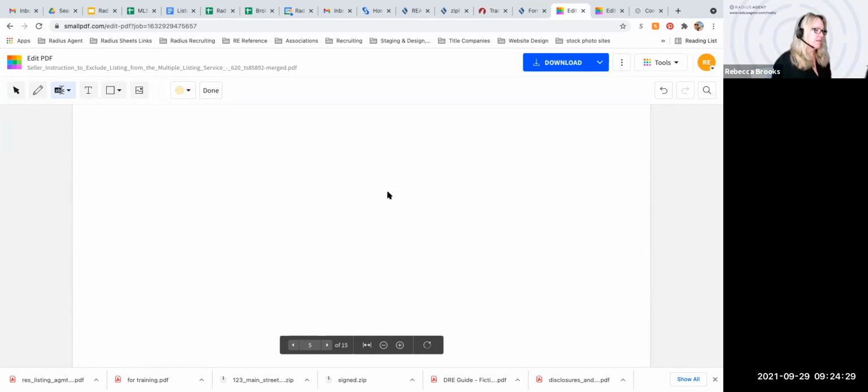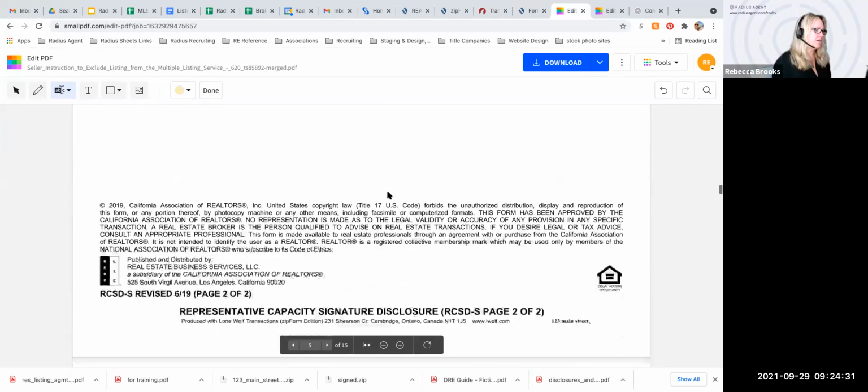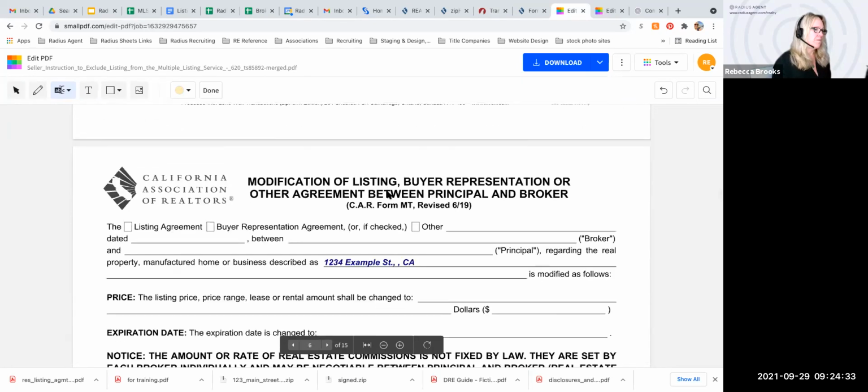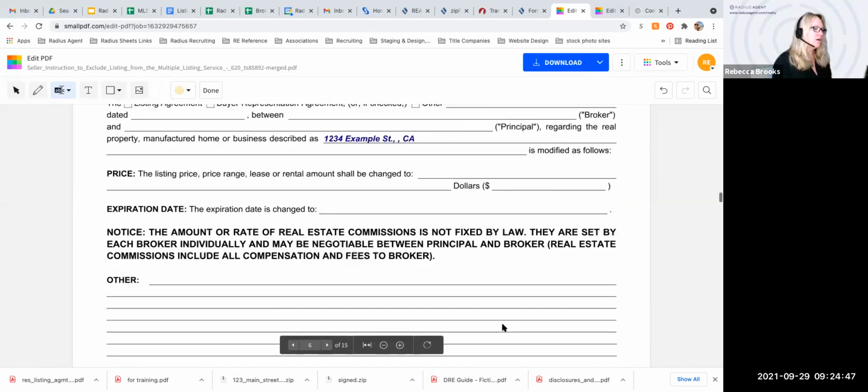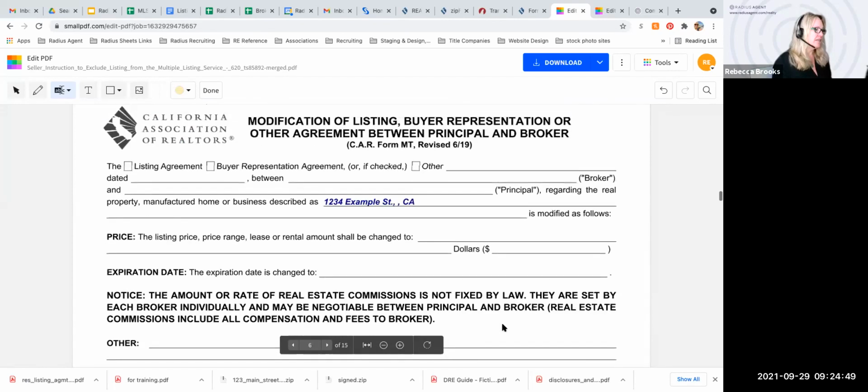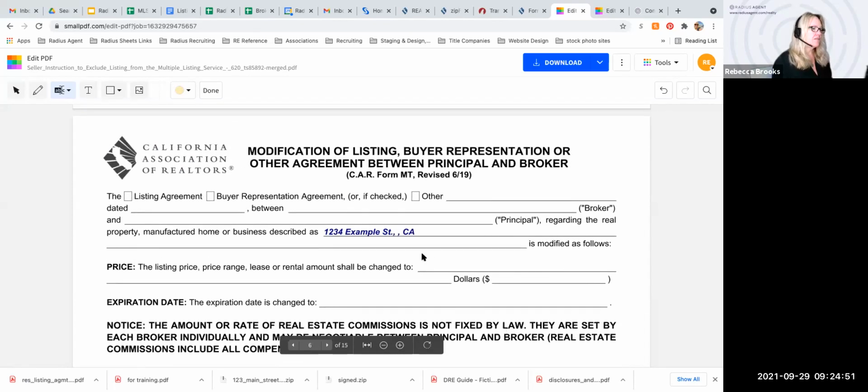Let's see. Modification of listing, buyer representation, or other agreement. Okay, so this one gets used a lot if you have a modification of a listing. If you have a listing and say that you want to change the price, or you want to change the term, you want to extend your listing, this is what you use, MOT or MT, modification of terms, right here.